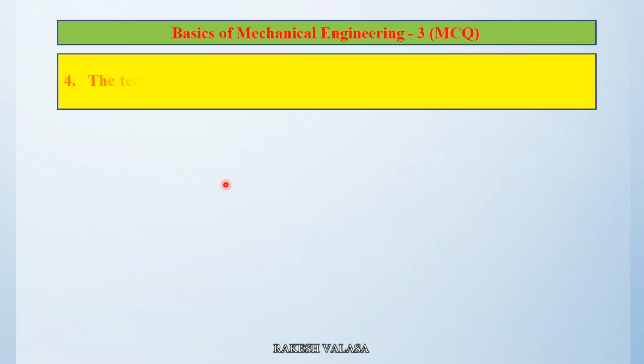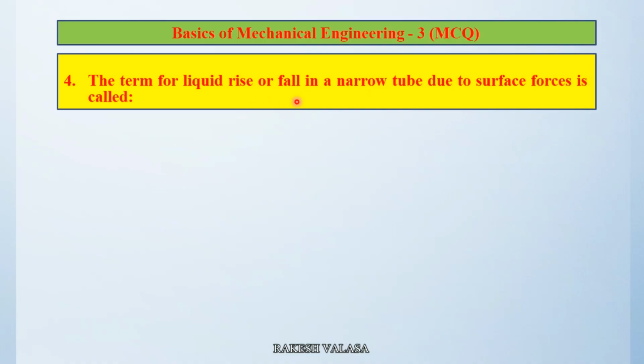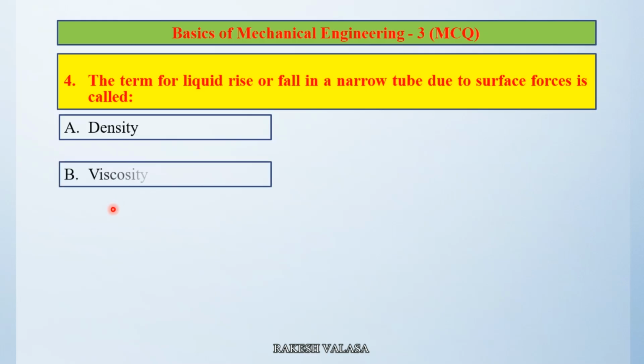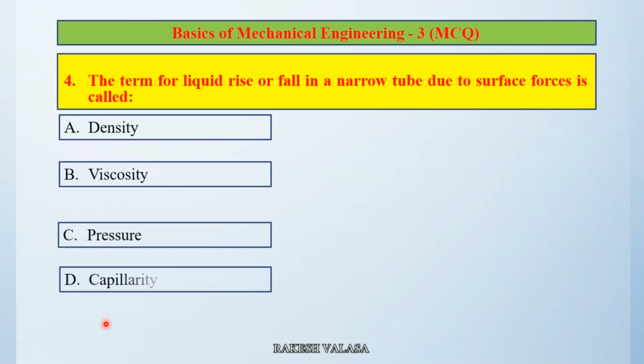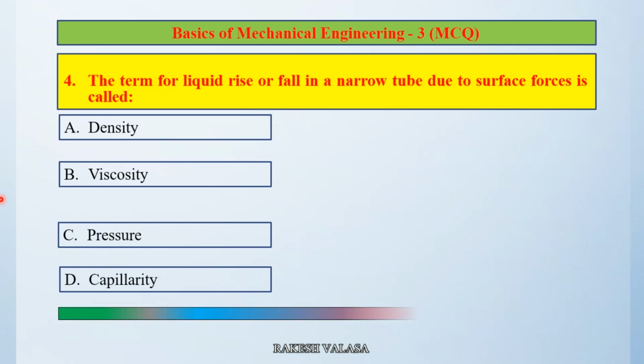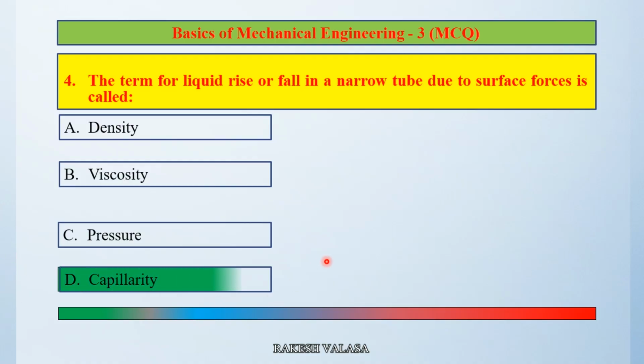Question number 4. The term for liquid rise or fall in a narrow tube due to surface forces is called option A density, option B viscosity, option C pressure, option D capillarity. The correct answer is option D capillarity. Let us see the explanation.